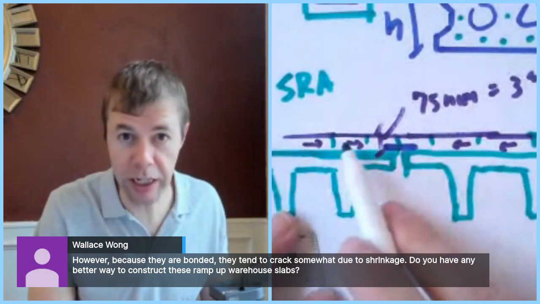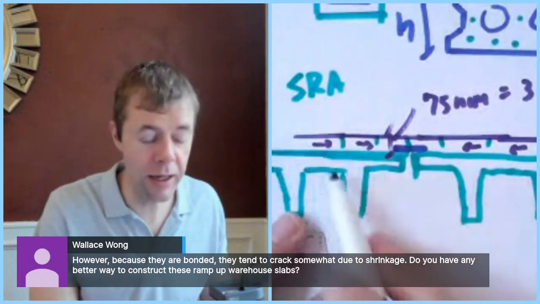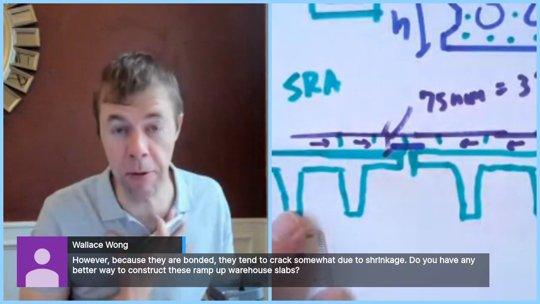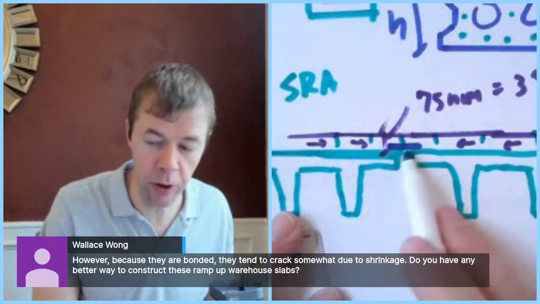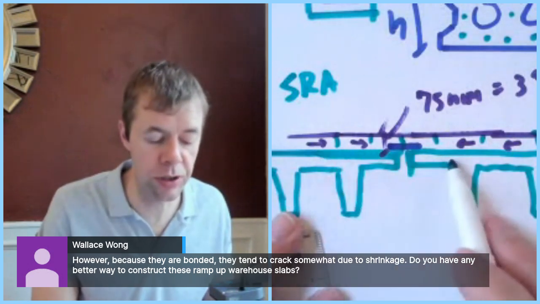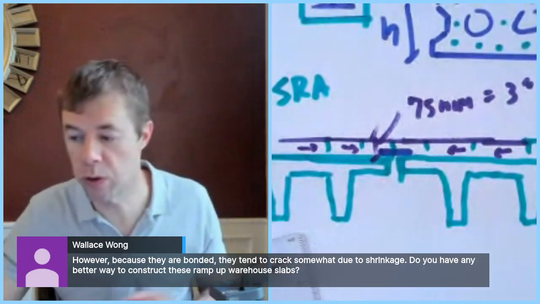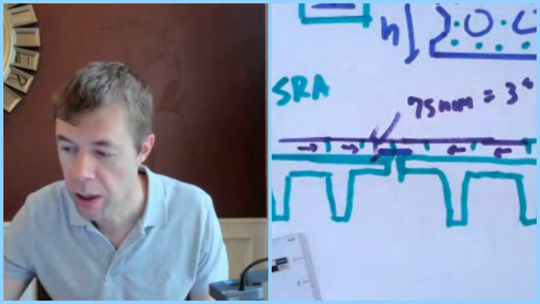So if you truly think it's shrinkage, you could use either SRAs or fibers or both, which I'm a big fan of. If it's this differential movement, then you might want to put reinforcement across this, or you could tie steel everywhere if you really, really care about that and want to know about that. Keep moving.